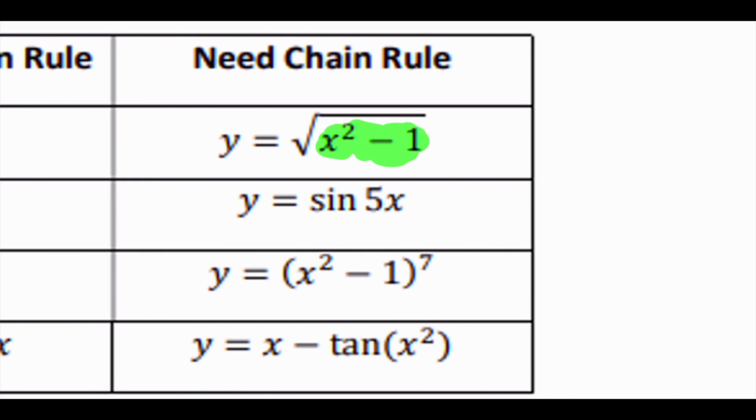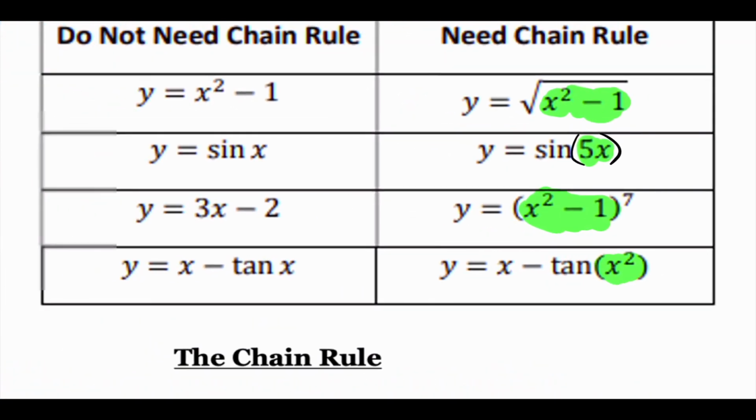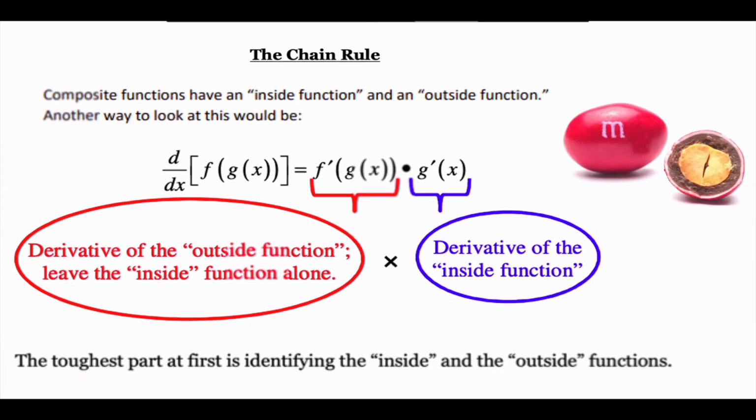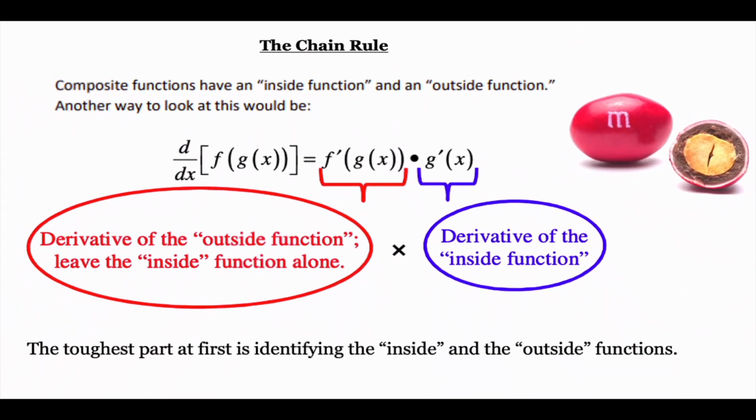You have a sine, but the angle is not just x, it's 5x. So 5x is inside of sine. You have x squared minus 1, but it's not just x squared minus 1. It's inside of a bigger part, to the 7th power. And same thing here, x squared instead of x. So when we have a function inside of another function, that's when we need to use the chain rule. So it's like layers. The chain rule is like layers.